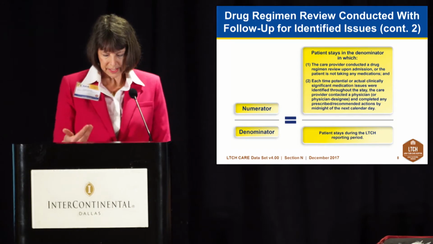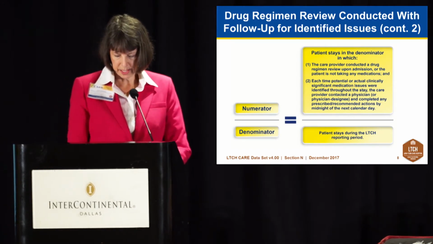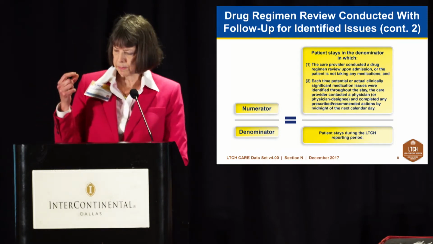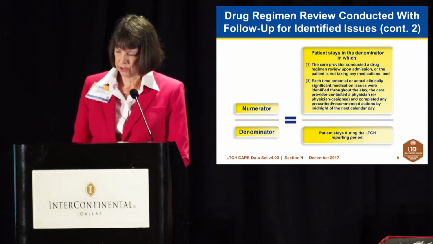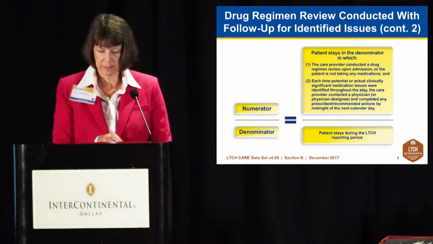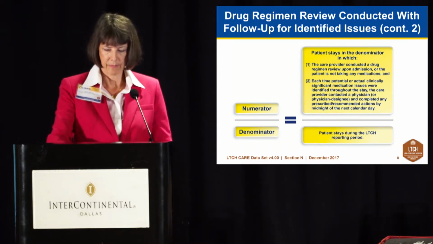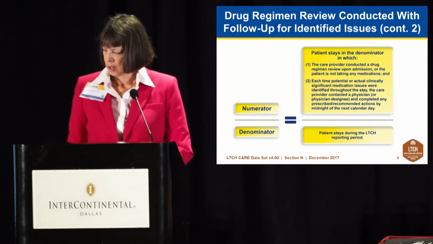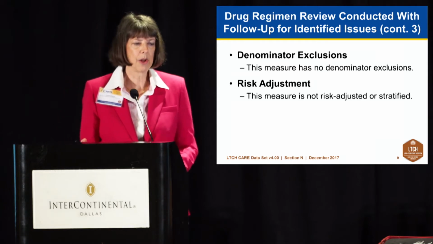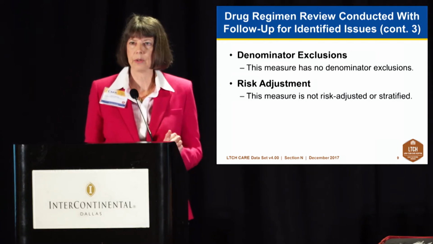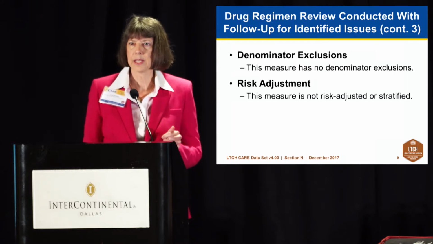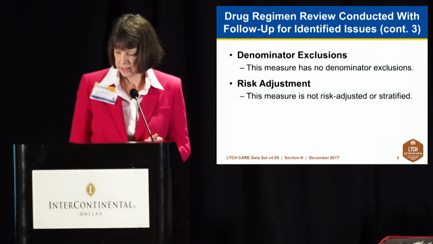So once you have established this numerator and denominator, the numerator is divided by the denominator, and that becomes the percentage of patients in your LTCH facility that met the criteria of this process measure. So for the DRR, this measure has no denominator exclusions. And this measure is not risk adjusted or stratified.